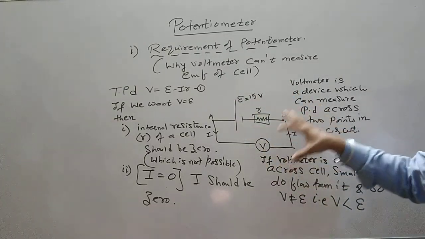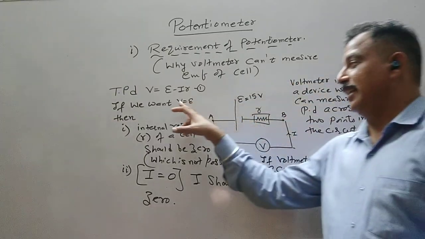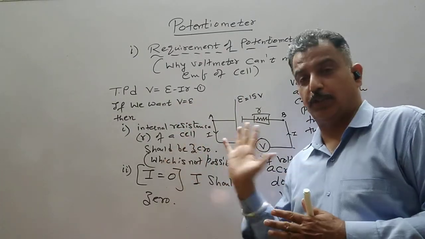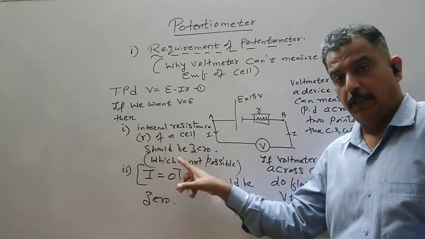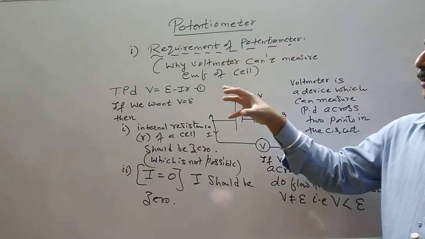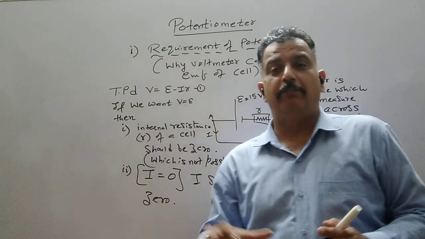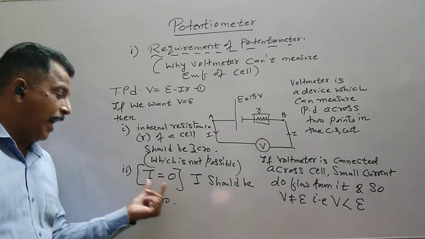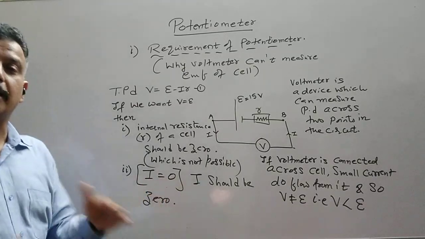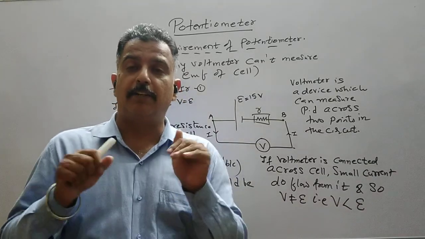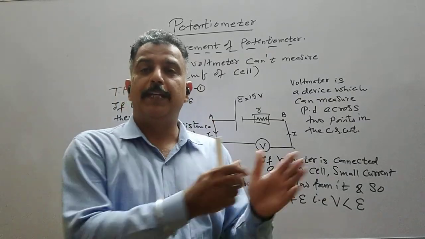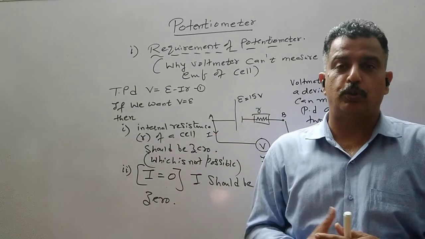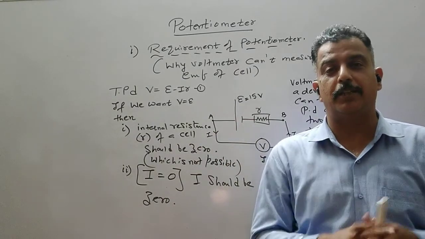Now if I want to measure the EMF, meaning if I want V to be equal to E, we have seen there are two possibilities. This is not possible. So in a potentiometer we will make an arrangement in such a way that I is equal to 0. The circuit will be closed, still the current flowing through the cell would be 0, and that will be the use of a potentiometer. So it can measure the EMF.